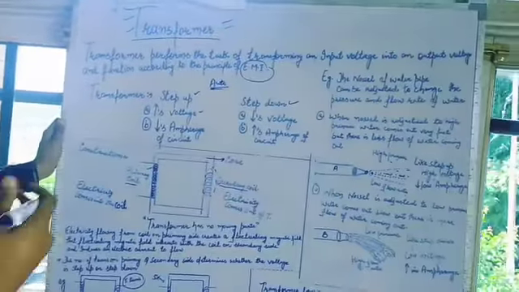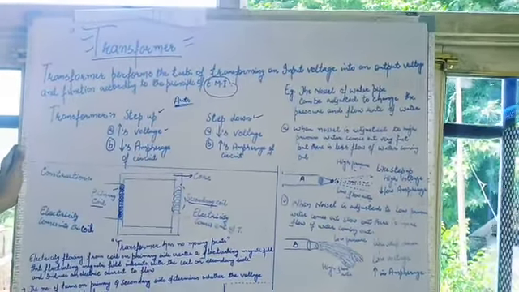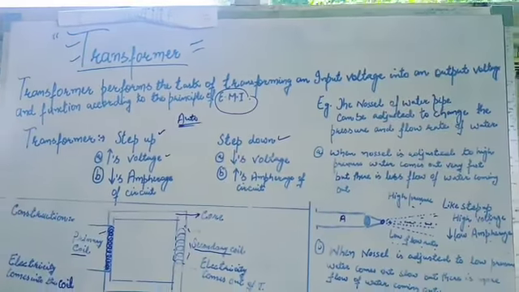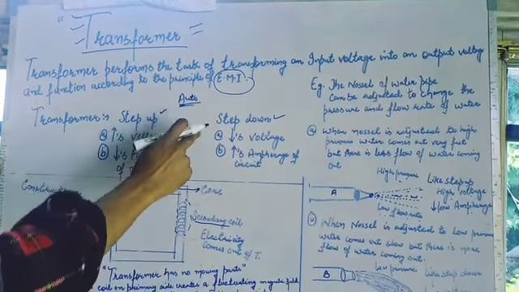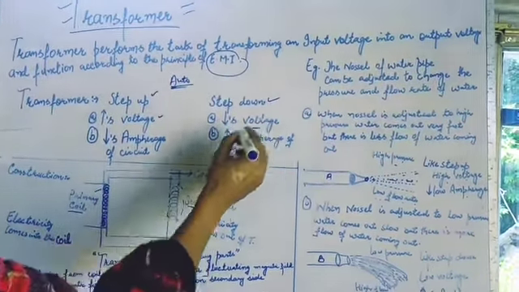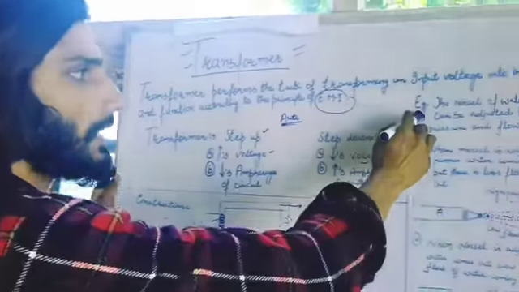Continuing, the step up transformer is that type of transformer which increases the voltage but decreases the amperage of the circuit, and the step down transformer is that type of transformer which decreases the voltage but increases the amperage of the circuit. For example, we have an example here.